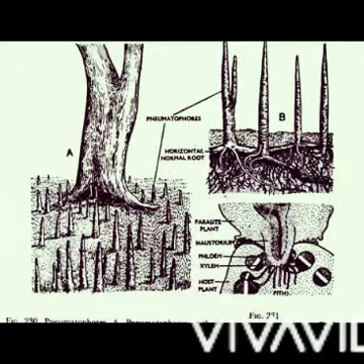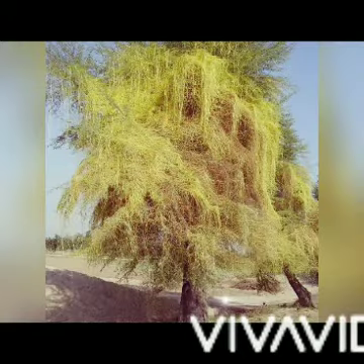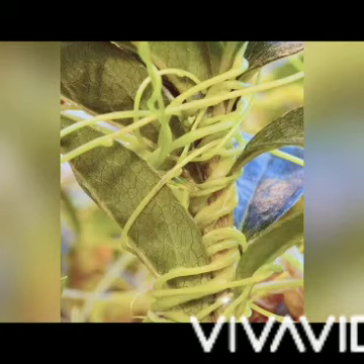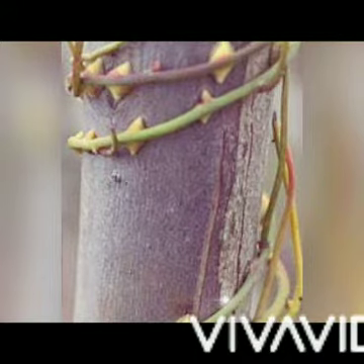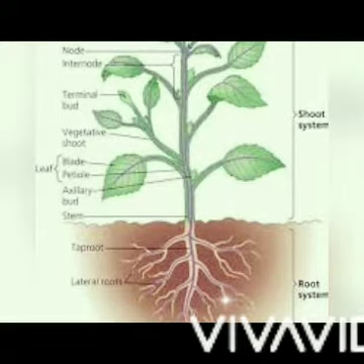Next, sucking roots. For example, Cuscuta is a parasite plant that climbs the tree and uses its roots to penetrate the tissue of the host tree and suck the nutrients. Next, elaborately we are going to see about modification of stem.